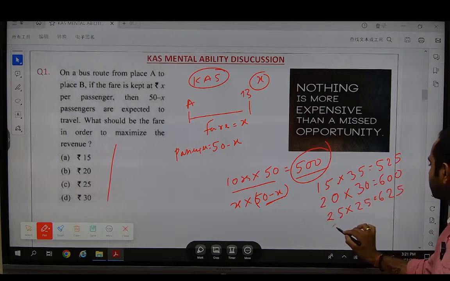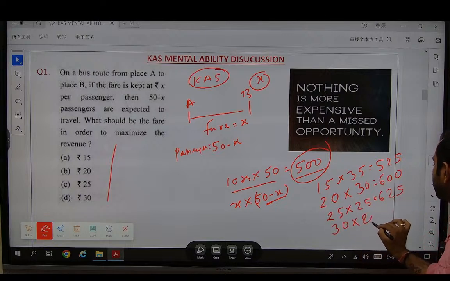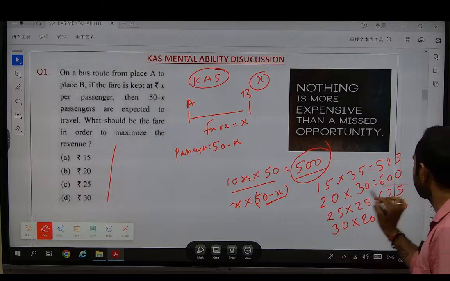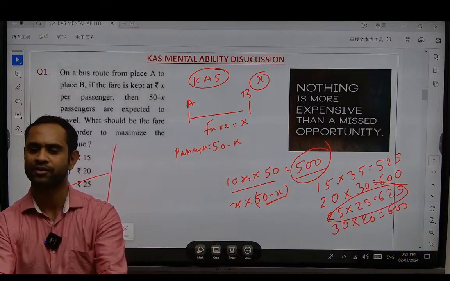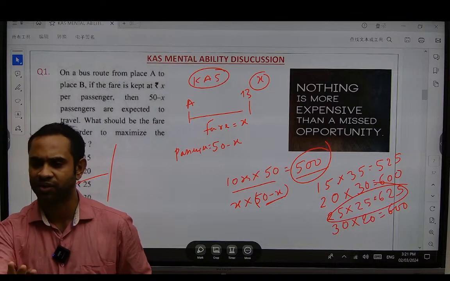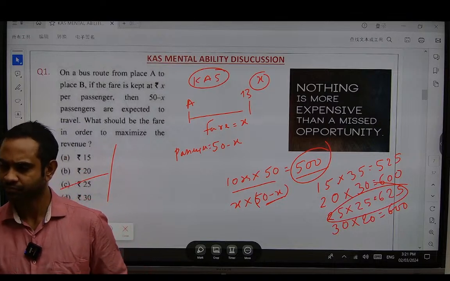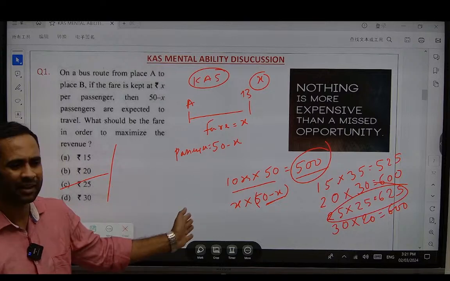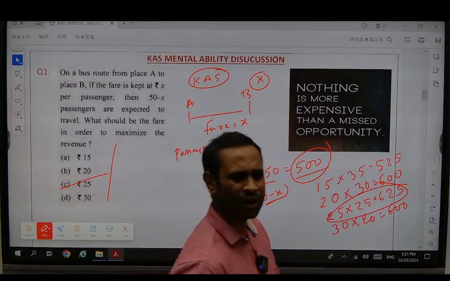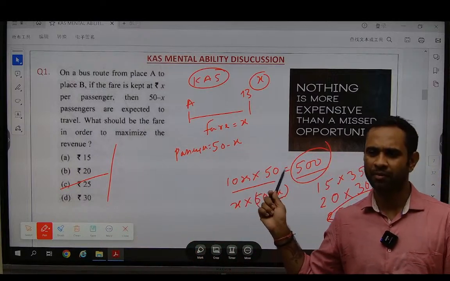625. Last, 30 into 50 minus 20, 30, it is 600. So where are we getting maximum revenue? If we keep the fare at 25 rupees, we will get the maximum revenue. That's all. Done. Clear? Now don't use X, multiply it, equate to the maximum revenue and then solve it.